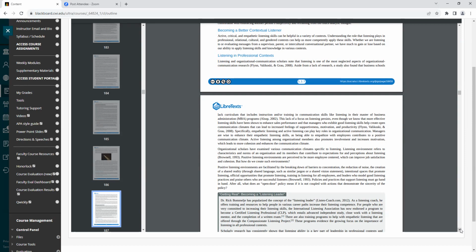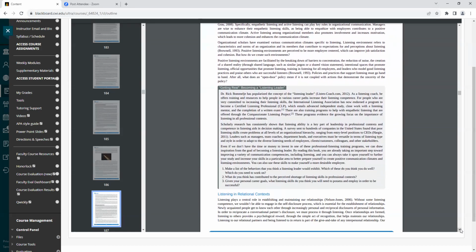Specifically, empathetic listening and active listening can play key roles in organizational communication. Managers are wise to enhance their empathetic listening skills, as being able to empathize with employees contributes to a positive communication climate. Active listening among organizational members also promotes involvement and increases motivation, which leads to more cohesion and enhances the communication climate.